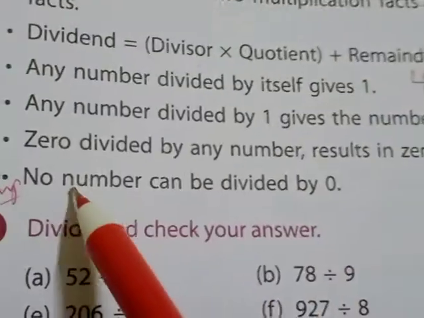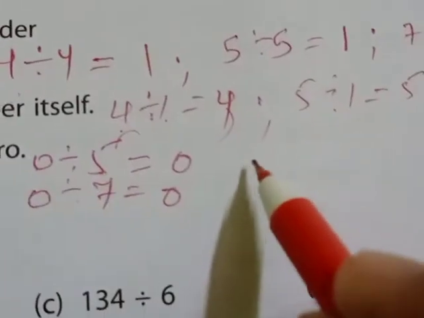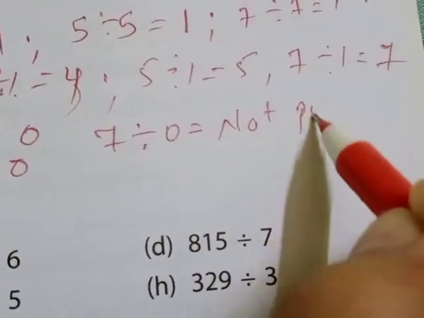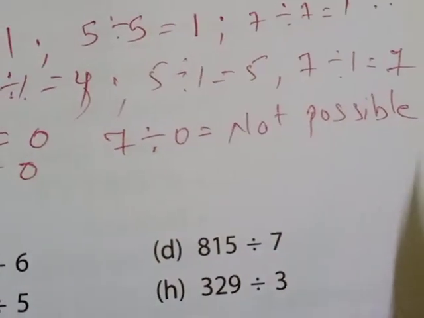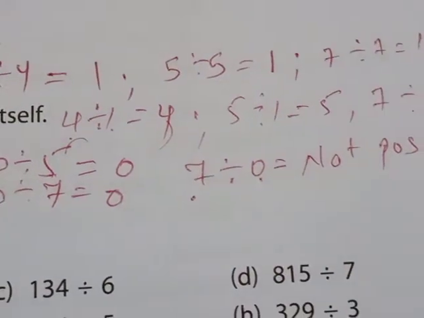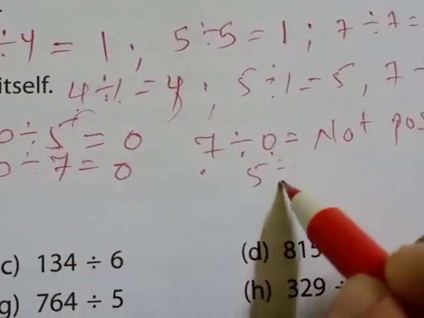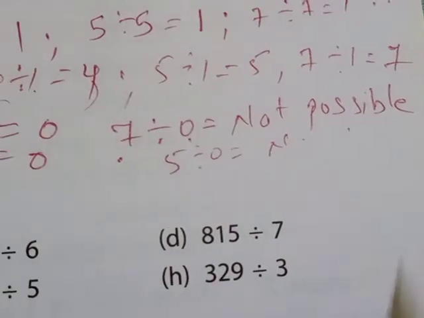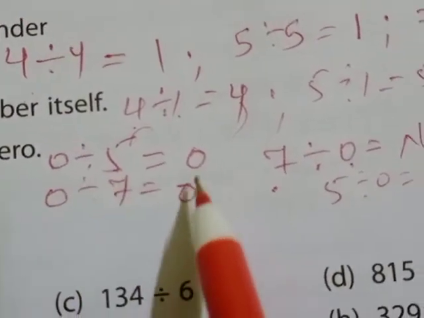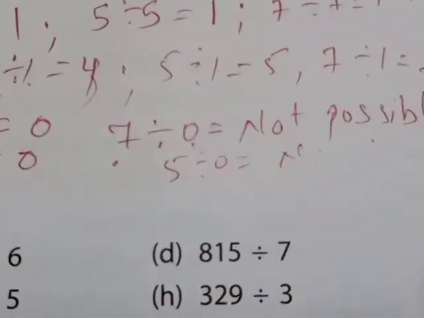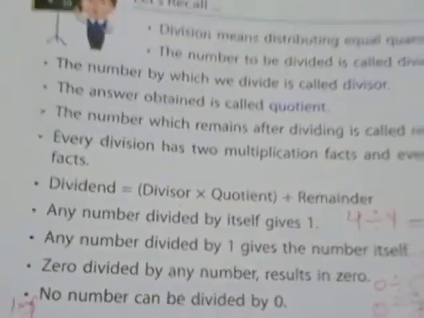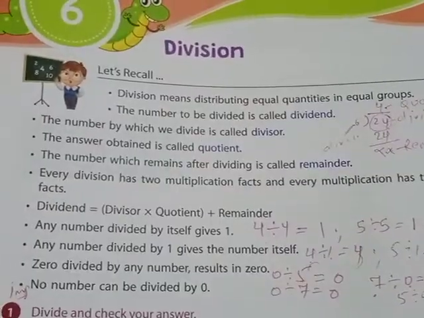But this statement means if we write 7 divided with 0, it is not possible. Got it, na? We cannot divide any number with 0. If suppose I write 5 divided with 0, that also will not be possible. So we can divide 0 with some number and the answer will come 0, but we cannot divide any number with 0. Clear? So these points also you have to keep in mind. This is all your introduction about division.